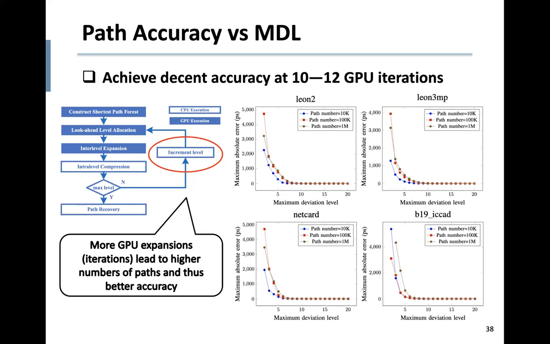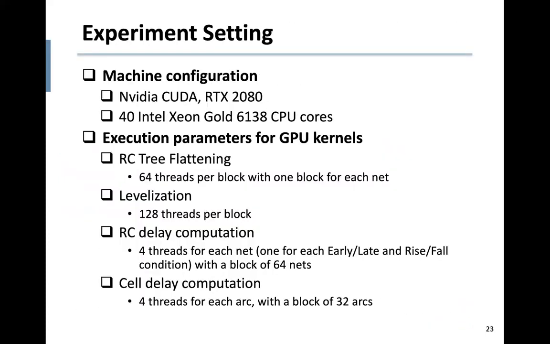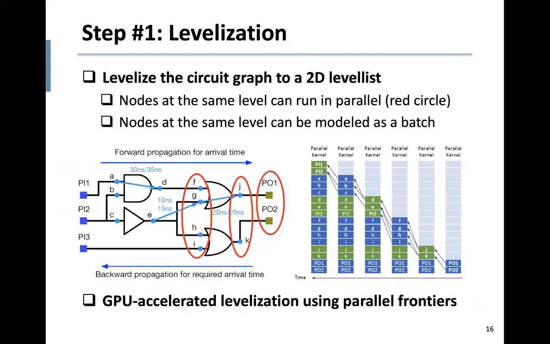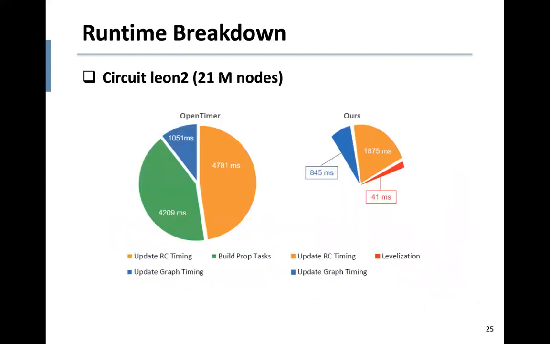I have a question about the levelization, because I use something similar, like a topological sort. Do you have a multi-core CPU version of the algorithm? No, we do not implement CPU levelization. So you only have it on the GPU? Yes. And this levelization can be very time consuming, depending on the size of the circuit graph. But the results you showed really reduced a lot of time on the GPU. Yes, if you look at this runtime breakdown, we can reduce it.